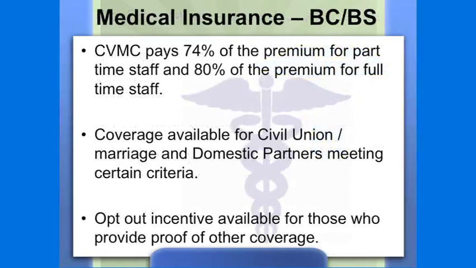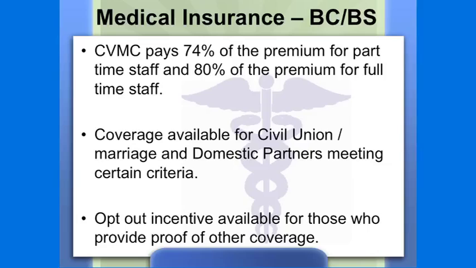CVMC also pays 74% of the premium cost for part-time employees and 80% of the premium for full-time employees. We do extend coverage to civil union marriage and domestic partners who meet certain criteria, and we do provide an opt-out incentive for those employees who provide proof of other coverage. You'll find this opt-out waiver form in your packet.